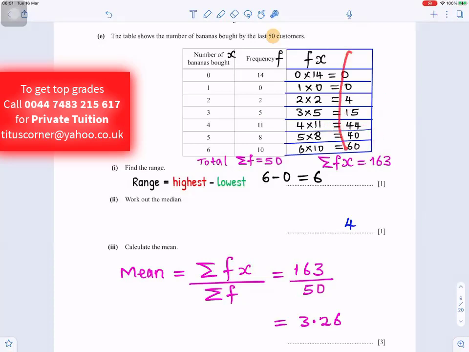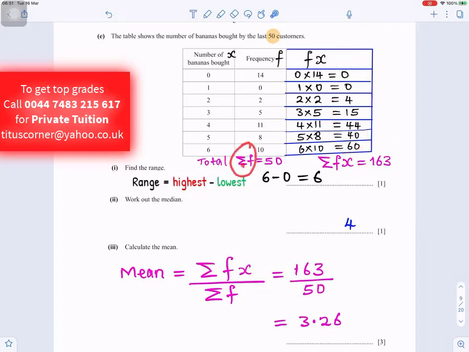You want to add all of this column, fx. And the symbol is sum. This symbol means sum, means you add them. It's a Greek letter. It's called sigma. Sigma is that symbol there. So you add all of them and you get 163.